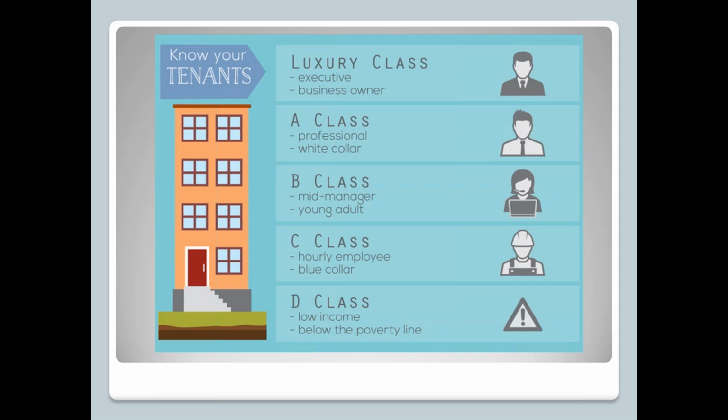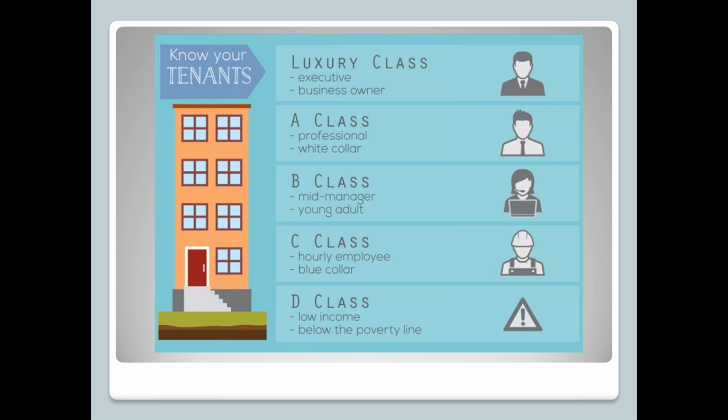When you're looking at luxury class or A-class properties, you tend to have tenants who are college educated and, in many cases, have a profession. I like to say that they have a little bit more of a career rather than a job. They specialize in something, usually white collar, self-employed, business owner, or upper level manager. When you get down to B class, you typically see either young adults who aren't very far in their career yet, or mid-level managers. When we get down to C class, we're typically seeing hourly wage employees, more blue-collar types of employment. And then D class can be classified as low income, below the poverty line, maybe Section 8.